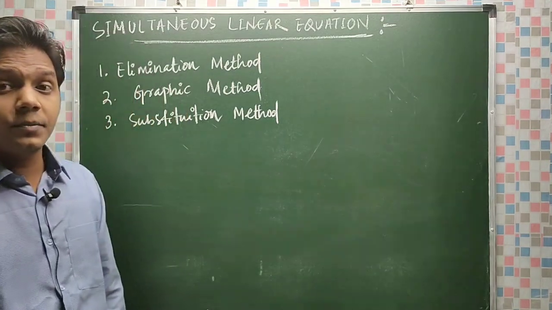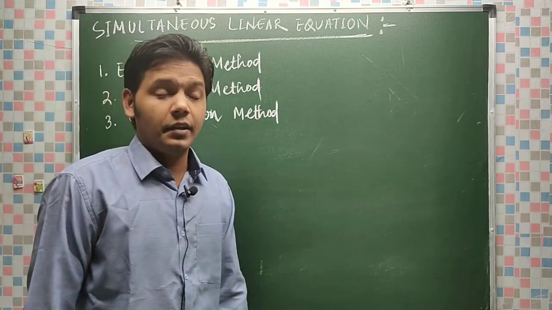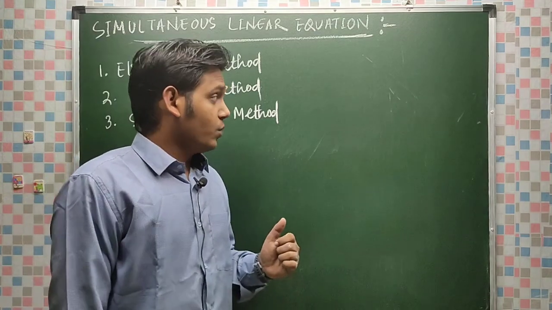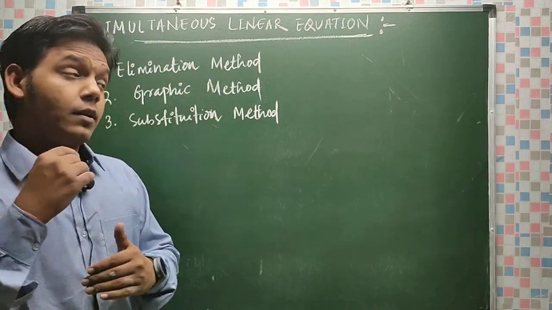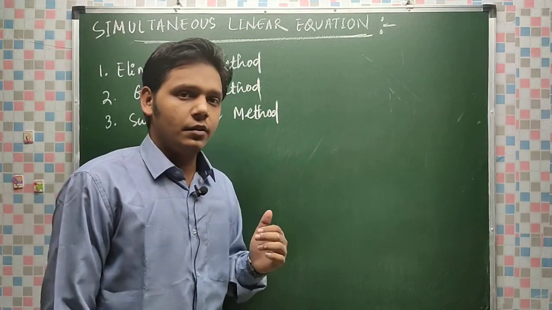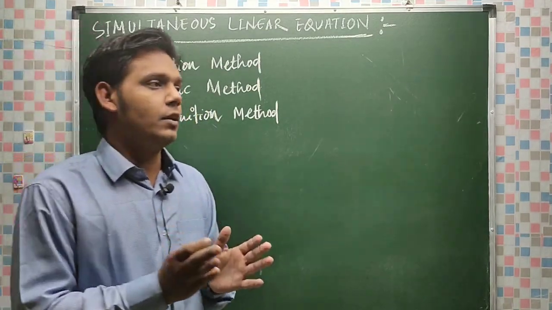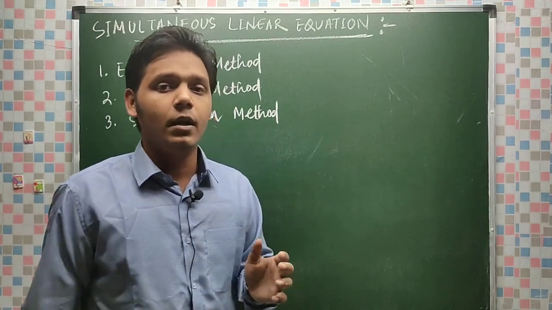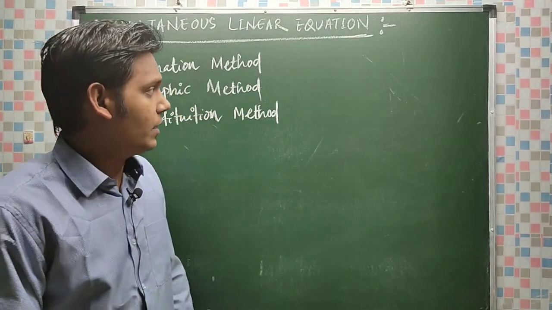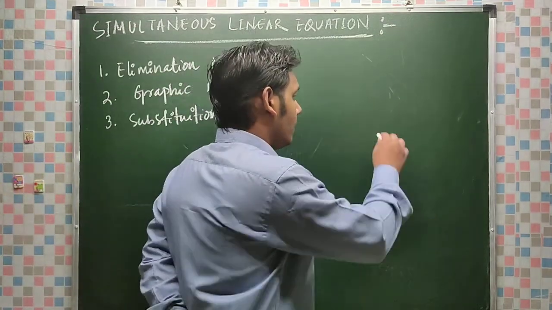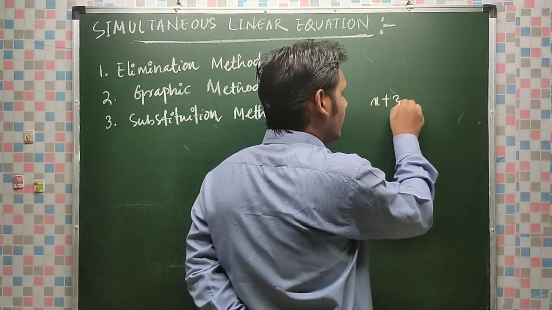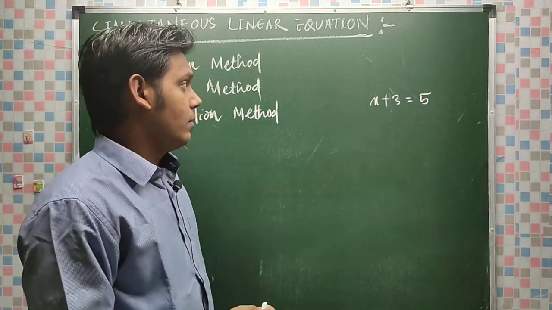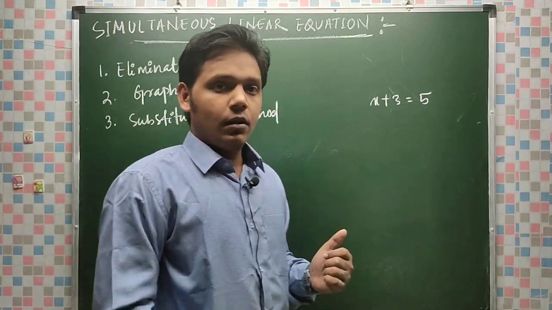First we have to know what is an equation, thereafter linear equation, thereafter simultaneous linear equation. You have already learned about mathematical statement and then the mathematical representation of a mathematical statement, that is nothing but equation. So we can write like x plus 3 is equals 5.